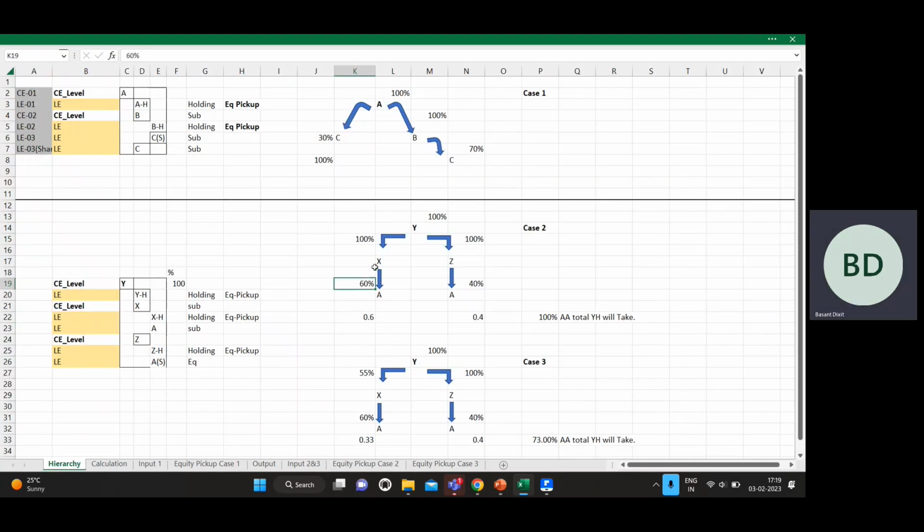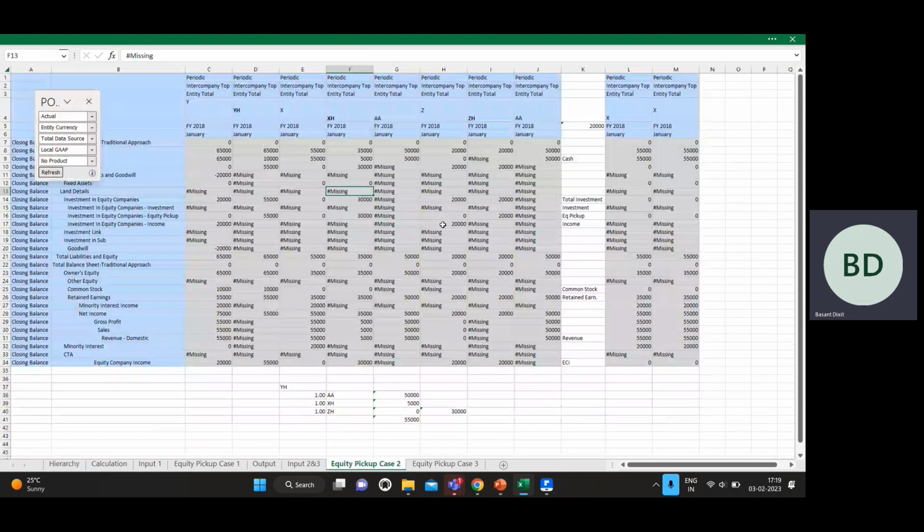As you can see, X has a 60% stake in double A, so it will take 60% of whatever comes into double A. So 50,000 times 60% comes to 30,000. So in the equity pickup, you can see we have 30,000 coming, and it is rolling up to this.